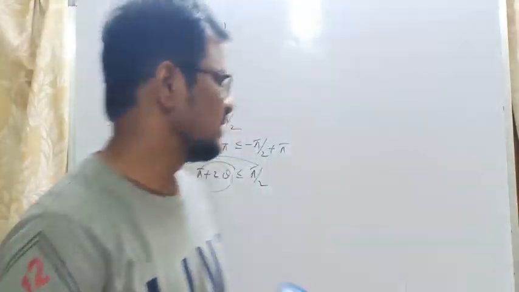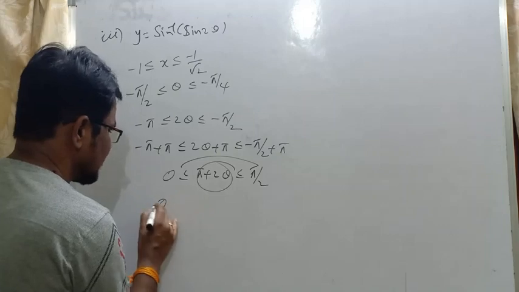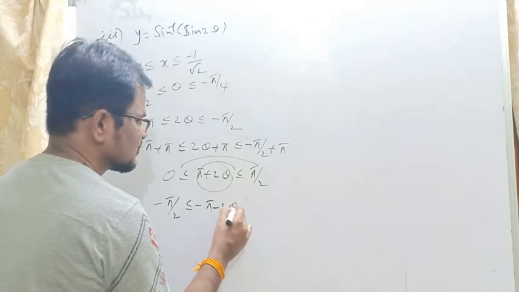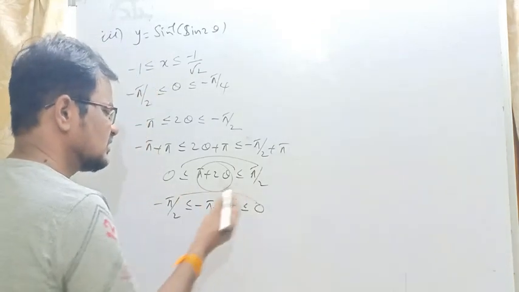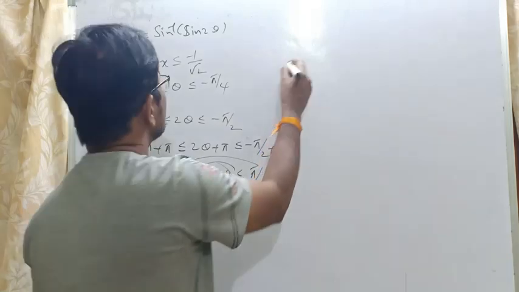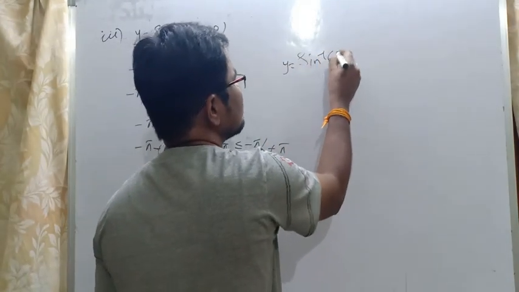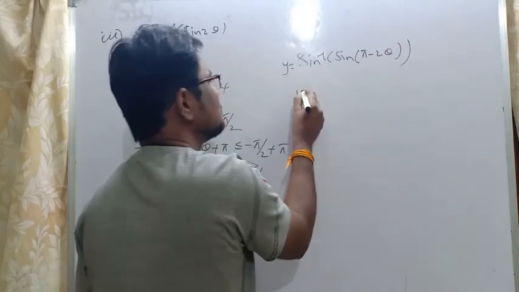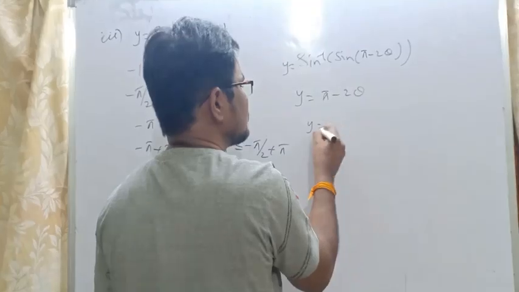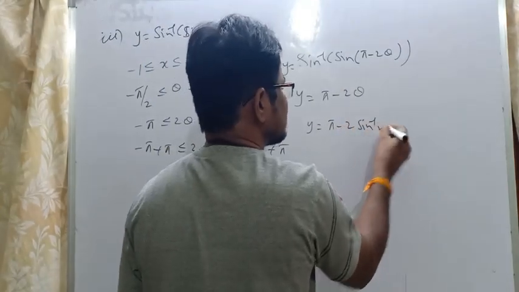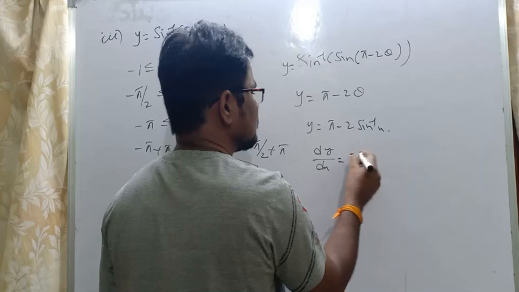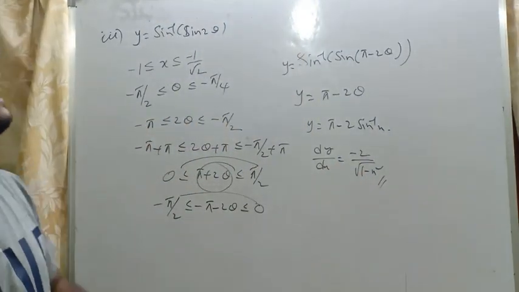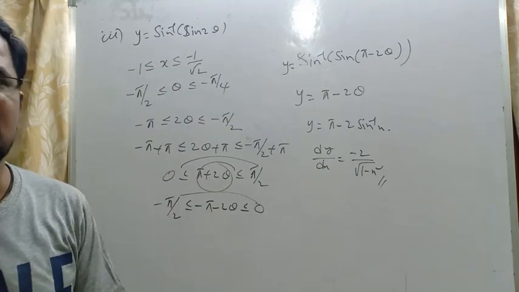Now it is in the range of sine inverse x, but if you replace 2 theta by pi plus 2 theta, in the third quadrant sine is negative. So multiply with minus: minus pi by 2 less than or equal to minus pi minus 2 theta less than or equal to 0, and it is the range of sine inverse x only. So you can replace y equal to sine inverse of sine 2 theta by pi minus 2 theta. Y equals pi minus 2 sine inverse x. Now dy by dx equals minus 2 by root of 1 minus x square. So this is the differentiation of y equal to sine inverse of sine 2 theta.